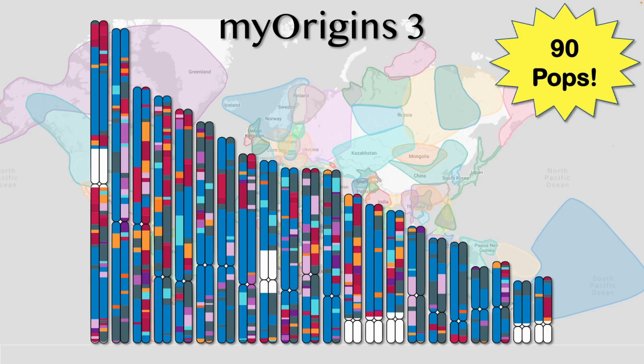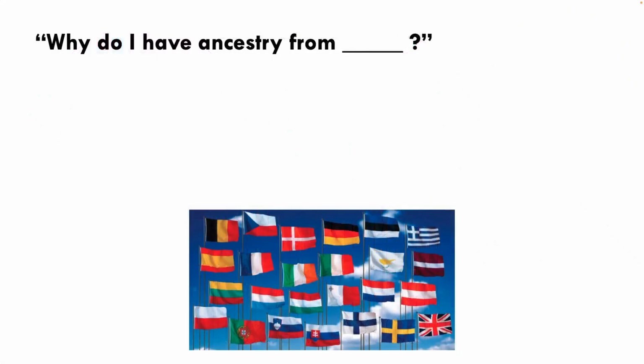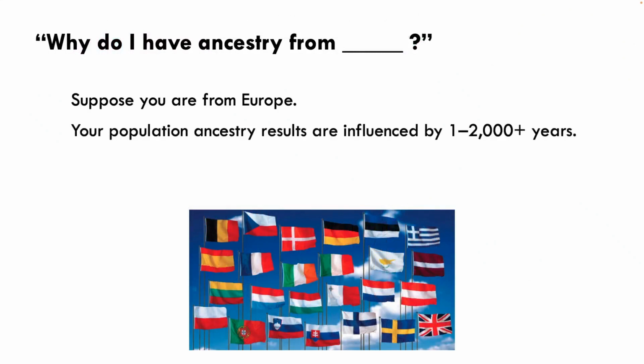So we saw how we define an ideal population, but what if populations are not ideal? What if they don't quite meet our definition? Then what? Let's perform a thought experiment. Suppose you're from Europe, okay? And your population ancestry results are influenced by between 1 and over 2,000 years.